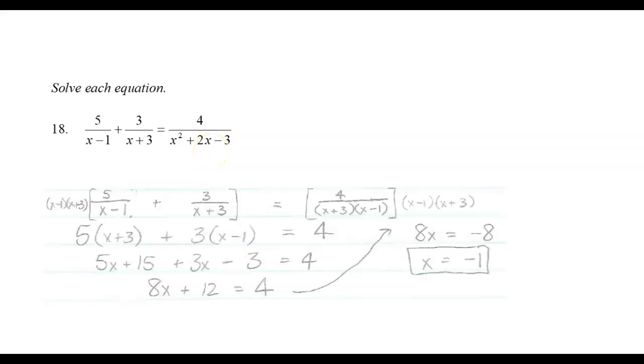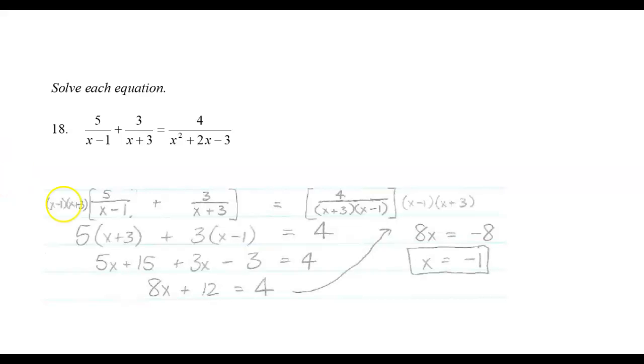So the lowest common denominator of all the fractions would be an x plus 3 times an x minus 1. If we multiply through by that, by x plus 3 times x minus 1, that is going to enable us to cancel out all of the denominators. So that is the next step. Take this equation and multiply both sides by x plus 3 times x minus 1.